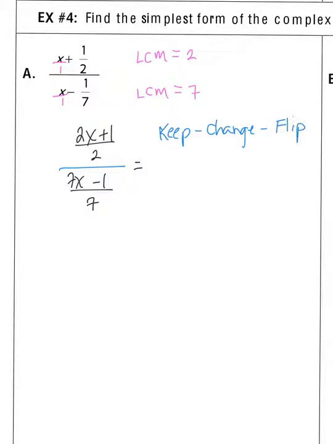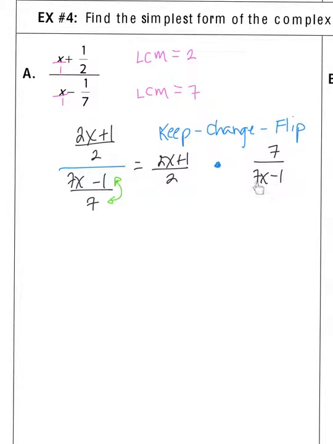All right, so I'm going to keep the first fraction. We're going to change the division into multiplication, and then we're going to flip the second fraction, and I get 7 over 7x minus 1. So I just flipped it. Then you're going to factor this if you can.